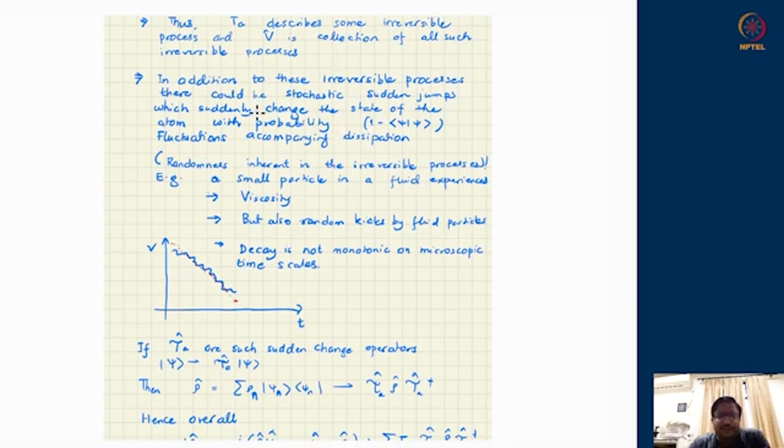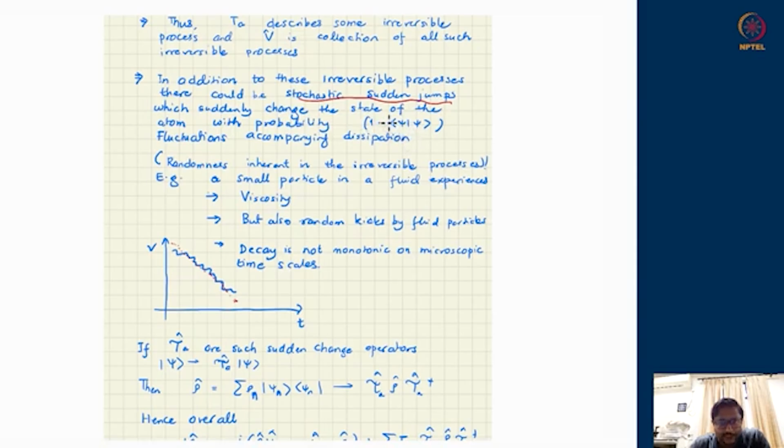So therefore, these irreversible processes, the stochastic sudden jumps, should also be associated with not just dissipation, and they change the state of the atom momentarily at least, with some probability 1 minus <psi|psi>. Remember, <psi|psi> is the probability of the state remaining psi in some sense. If it is 1, then there is no dissipation. If it is 1, then no stochastic jump is going on. If it is decaying in time, 1 minus <psi|psi> will tell you how much it has decayed.